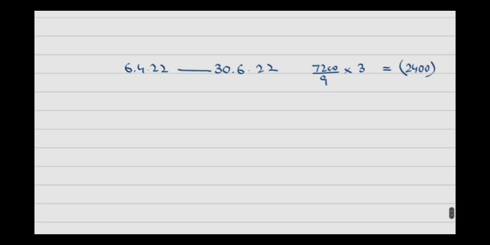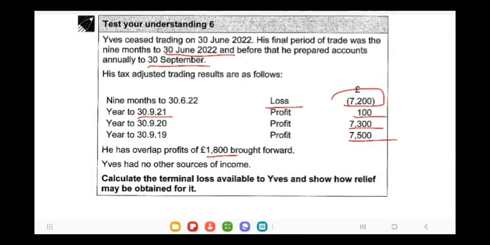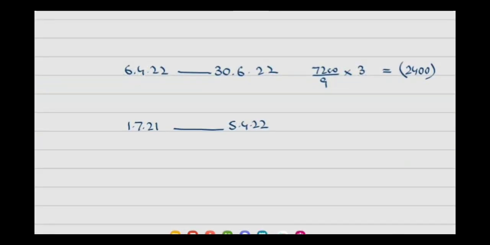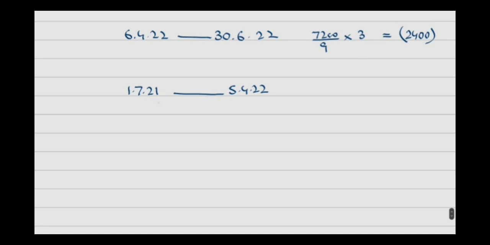Then we have to consider the previous 12 months, meaning from 1st July 21 to 5th April 22. So, the problem in this question is that your accounting year has been changed. From 1st July 21 till 30th September 21, in that tax year, the individual has earned 100 of total profit, and we have to consider the profit for this 3 months period. So, it will be 25.